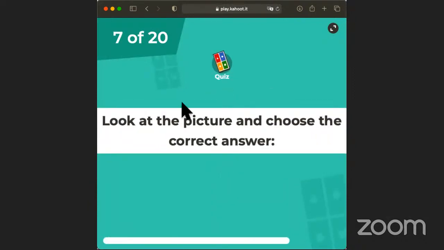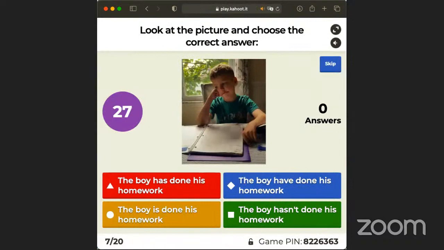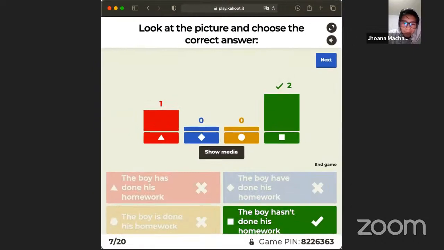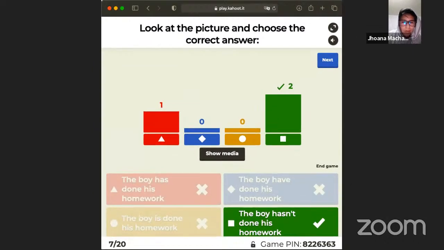Okay, look at the picture and choose the correct answer. Which one is correct? Look at the picture. What is the boy doing? Has done his homework? Have done his homework? Is done his homework? Hasn't done his homework? All right, great. Joanna, can we read the answer, please? There. The boy hasn't done his homework. All right. The boy hasn't, no? Great, guys.